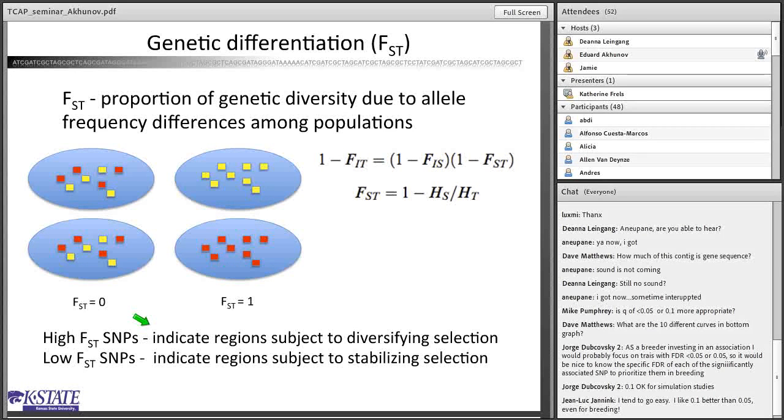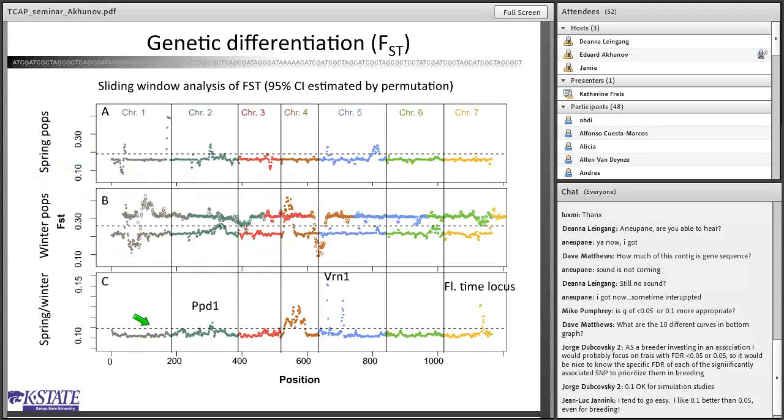We performed a scan for genetic differentiation across the entire wheat genome using this statistic, and here you may see the results. This is the genetic differentiation test for spring wheat populations, for winter wheat populations, and at the bottom we compared the populations of spring and winter wheat. And you may see that there is something strange here. The graph looks a little bit odd.